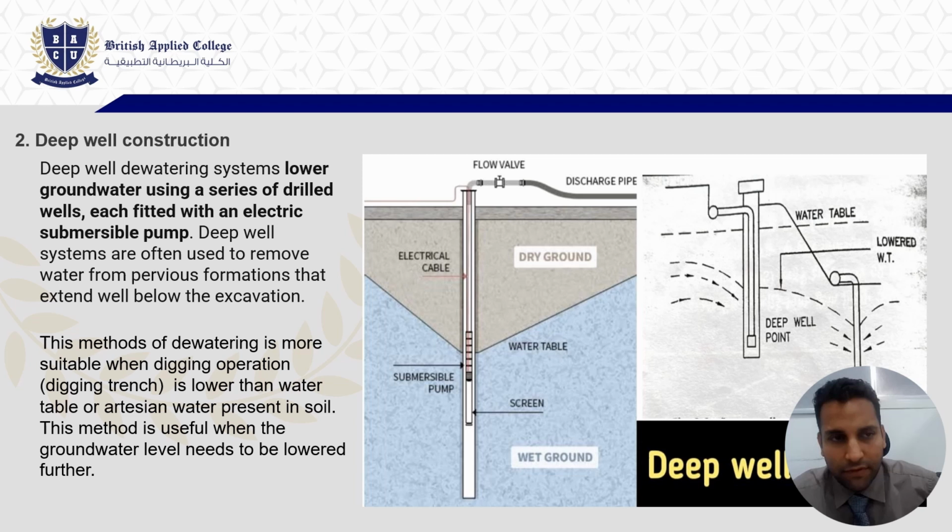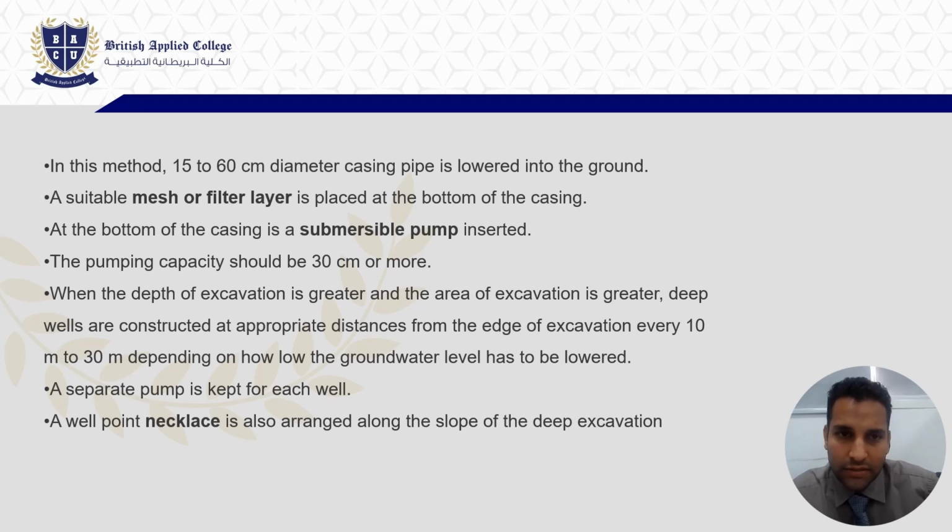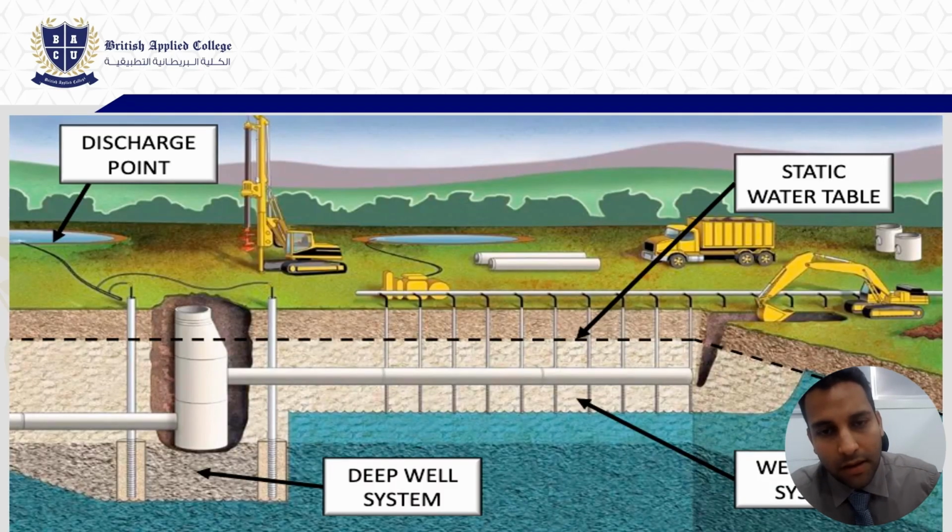Deep well construction dewatering system: what you do is lower the groundwater level. It is used whenever you need to lower the groundwater level, and you do this by a series of drilled wells. If you can see in this diagram, you have a series of wells lined one after the other. I'll just mark it with red color. These lines which you can see here are a series of your pumps. So this is how it is done.